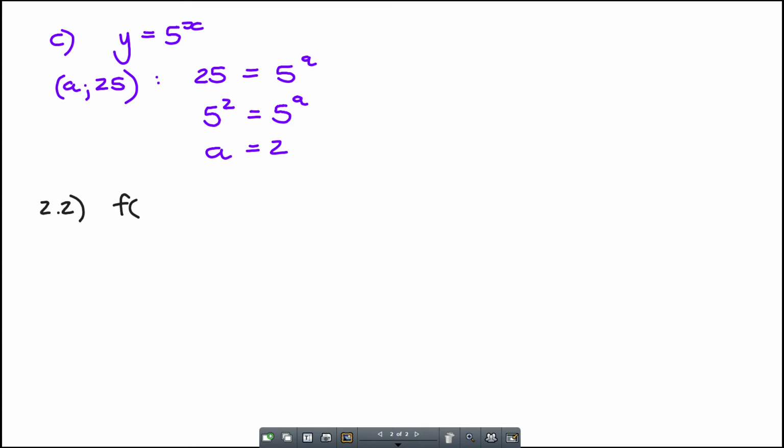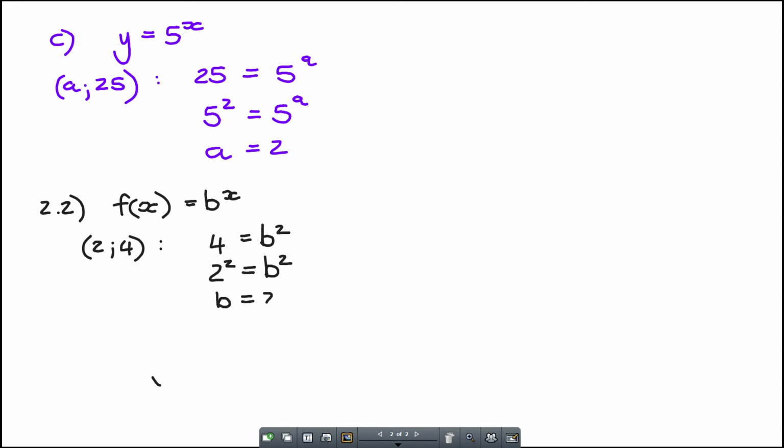2.2, selfde storie. Hulle sê vir my fx is gelyk aan b tot die mag x. At A, they want me to get the equation of f and g. Okay, f is our blauw enetjie. Again, I've got two coordinates, but the one has an a, so I've got to use this one, where x is 2 and y is 4. Okay, so 4 is gelyk aan b tot die mag 2. And 4 is actually 2 to the power 2. And now you can see exponents are the same, so therefore bases will also be the same.